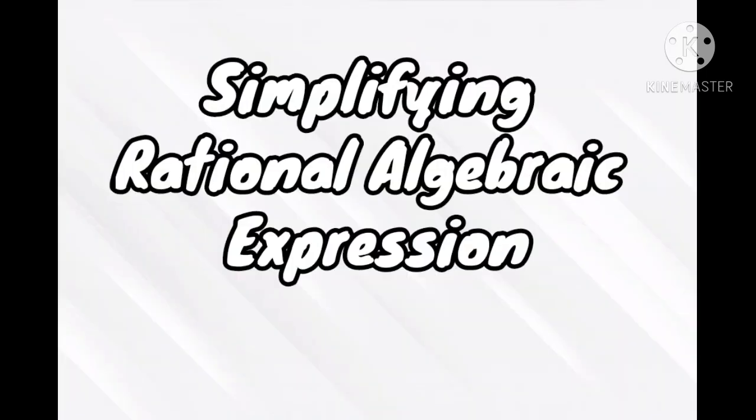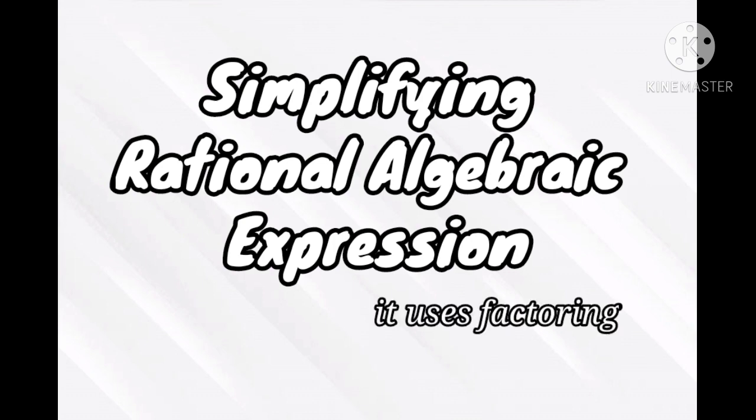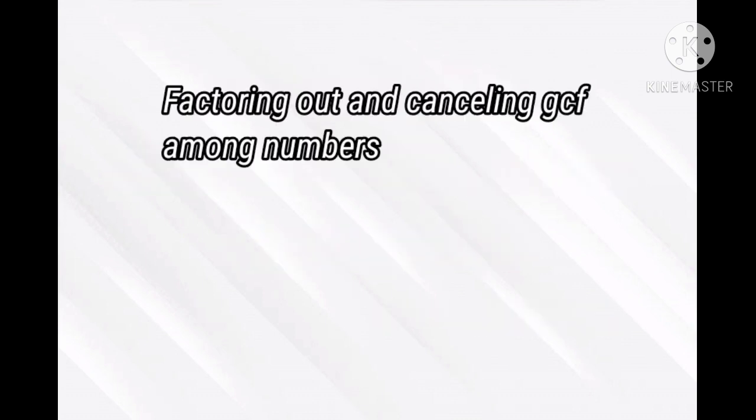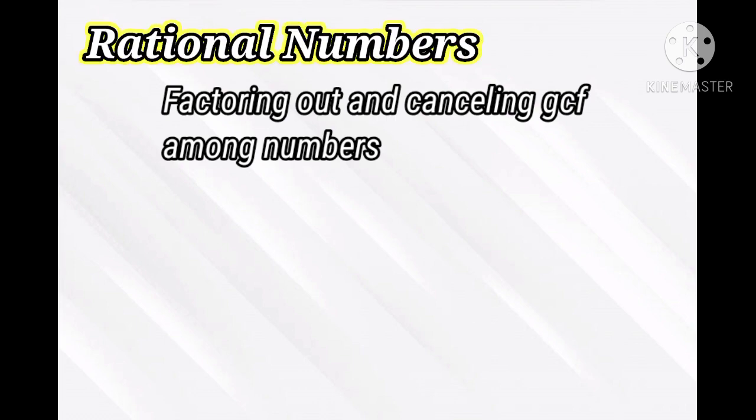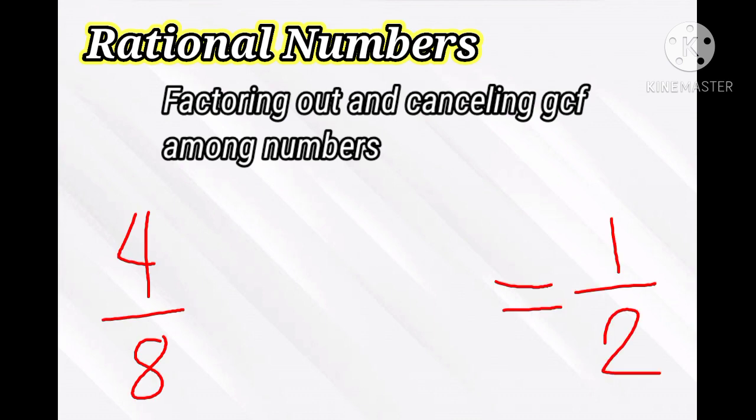We will move on now to our topic for this tutorial video, which is simplifying rational algebraic expression. Simplifying rational algebraic expression is the same as simplifying rational numbers. Both use factoring. Factoring out and canceling GCF among numbers is used in rational numbers. For example, 4/8. The simplified form of 4/8 is equal to 1/2.